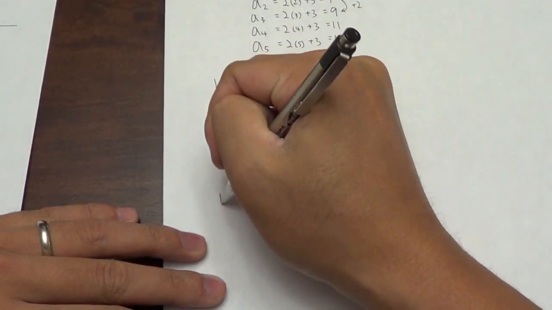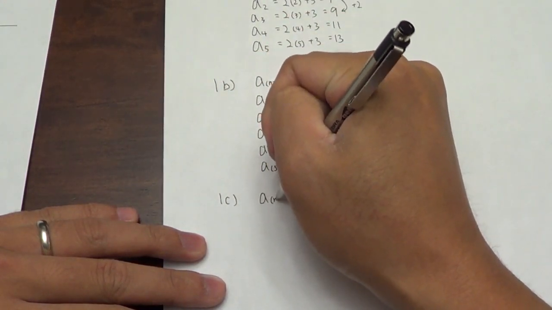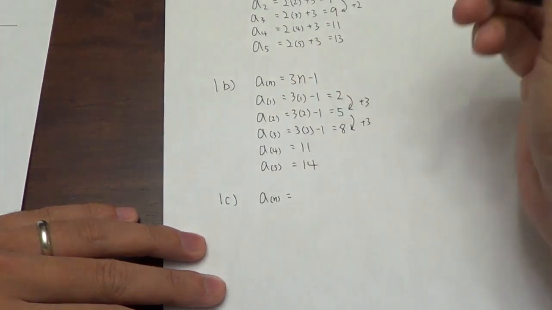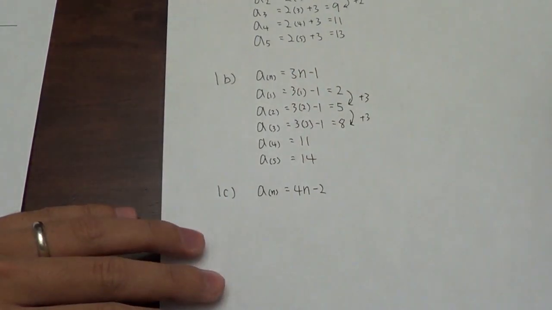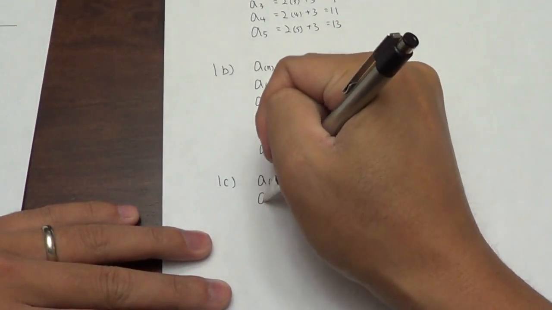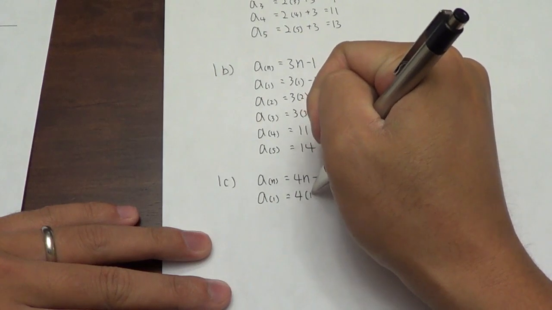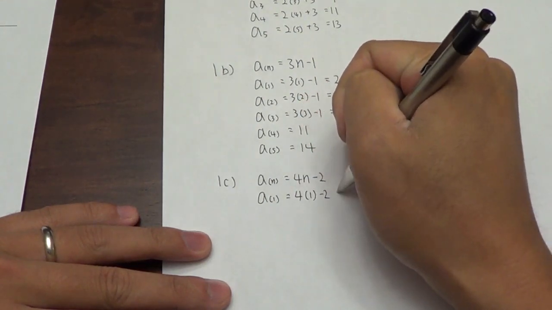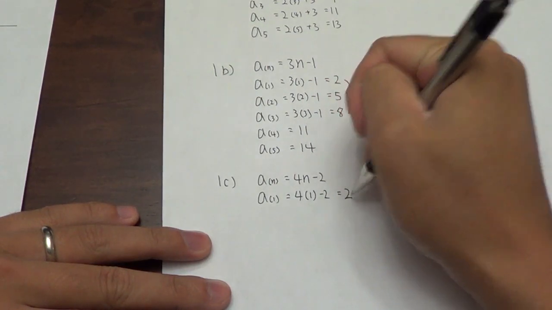Last one, 1c, we have 4n minus 2. So finding the first term, replace the n with a 1. 4 times 1 is 4. 4 minus 2 is 2.